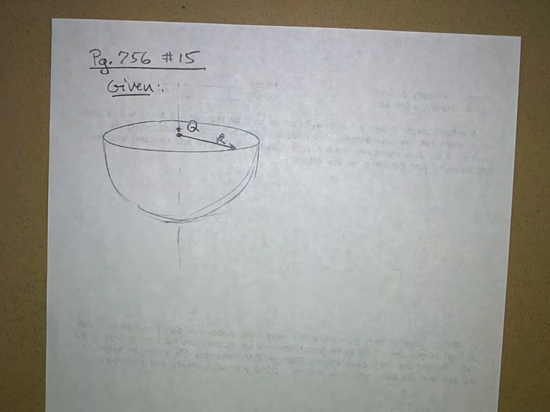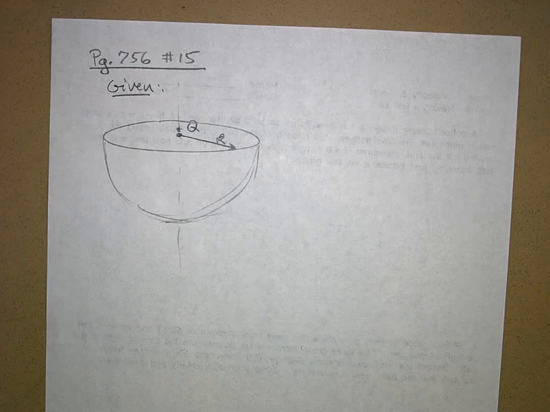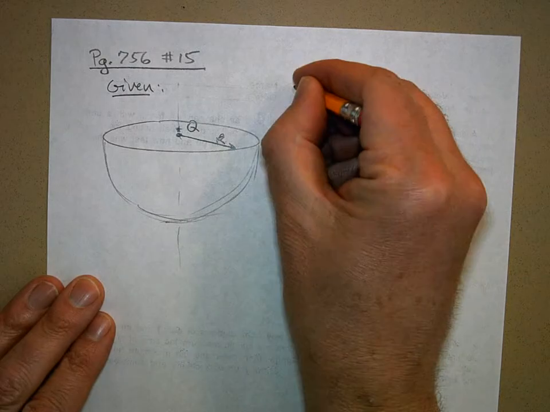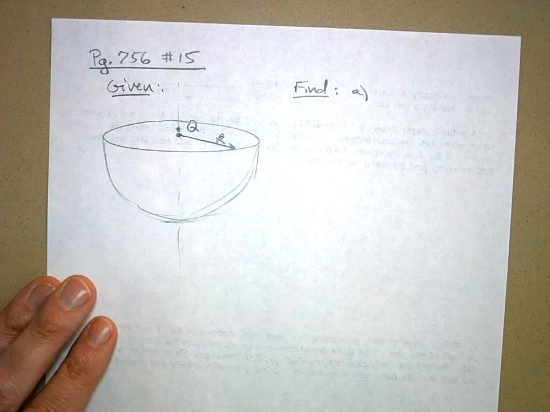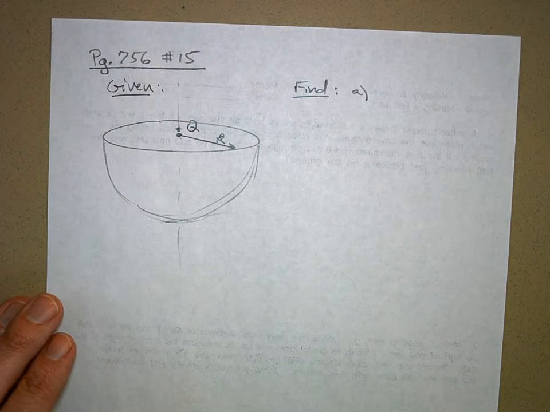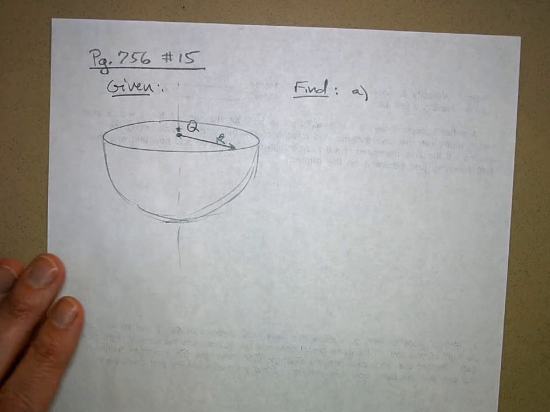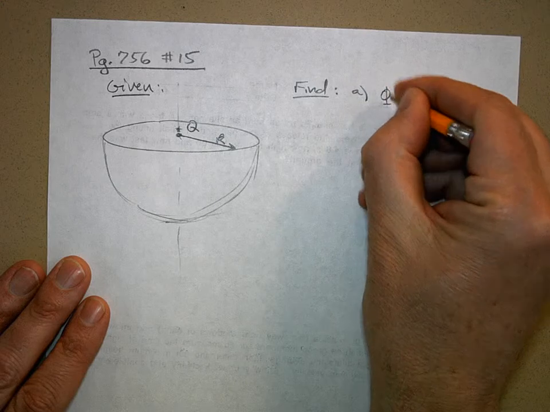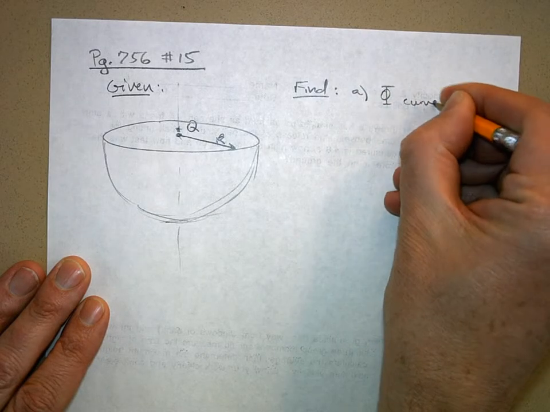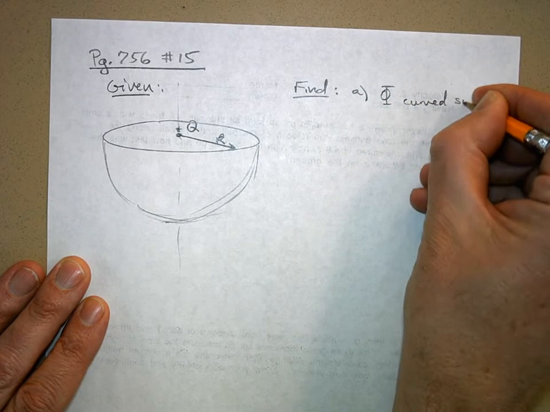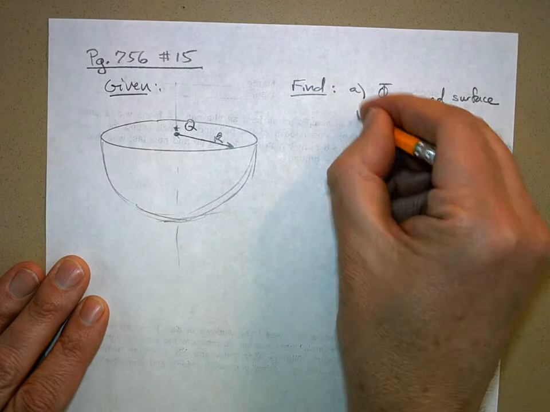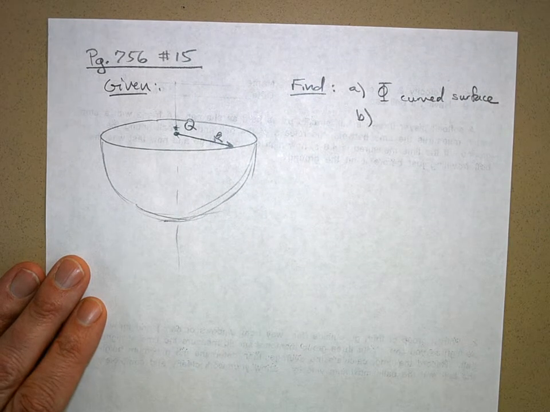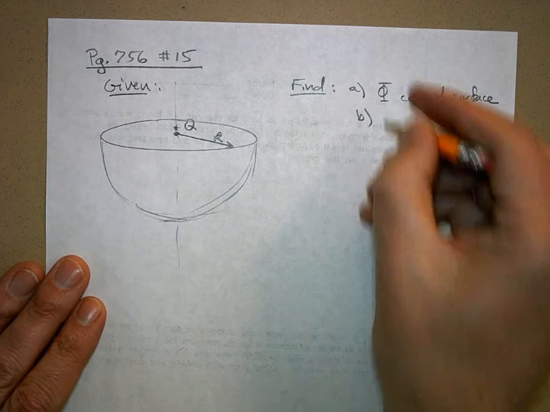And it says, what are we trying to find? We want to know what is the flux through the curved surface. And then for part B, we want to know through the flat surface.